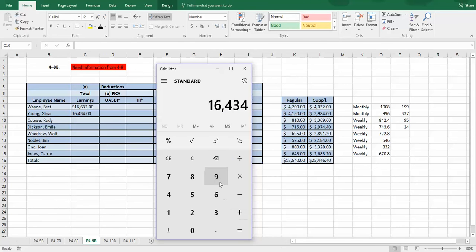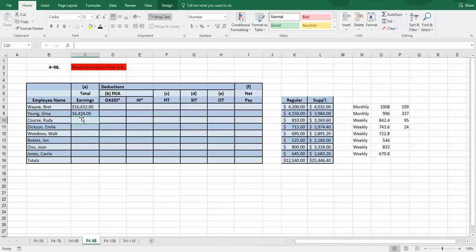Okay, now it's going to be a little different. $810 times 13, because we were told it's 13 paychecks. So that's $10,530, and then we're going to add in our supplemental. So his total earnings for the quarter is $13,899.60.